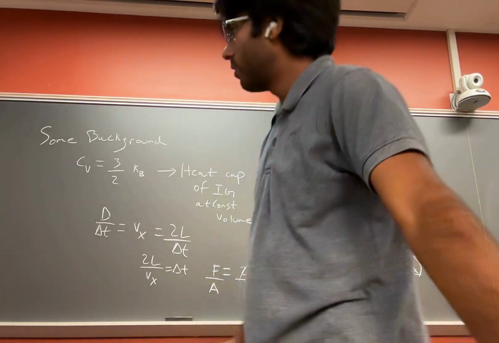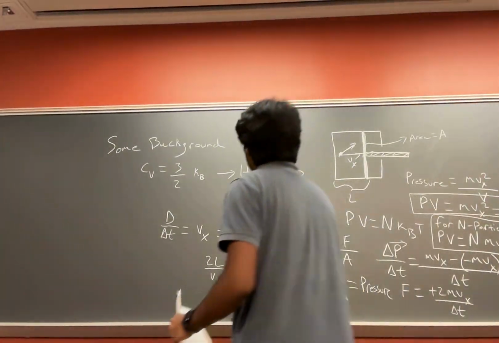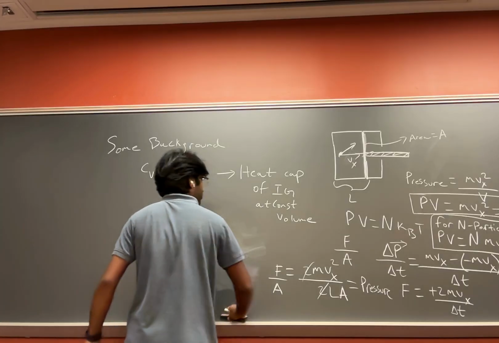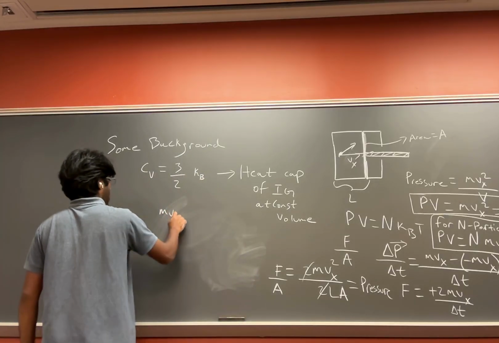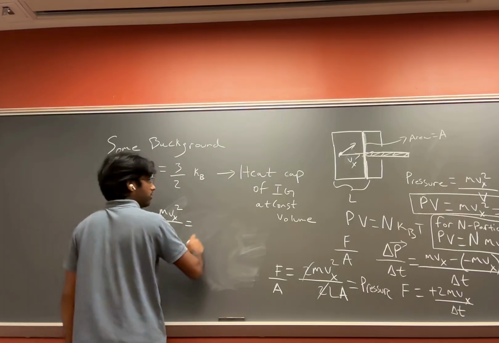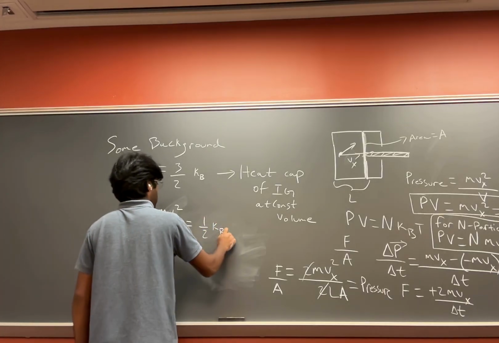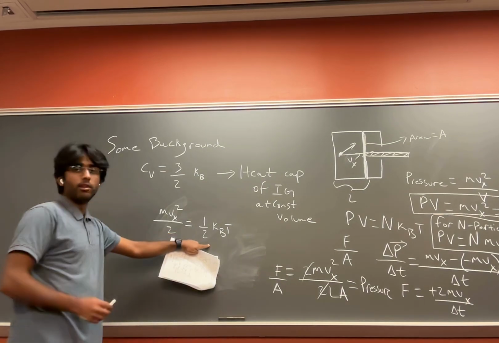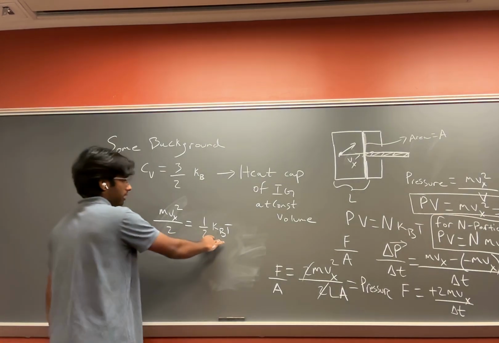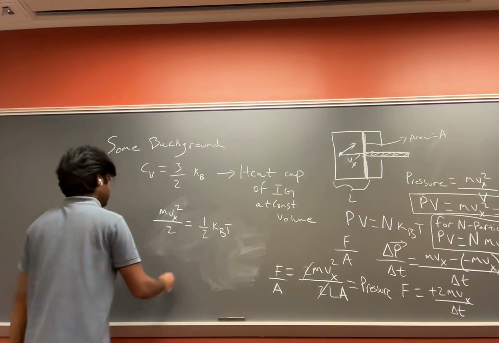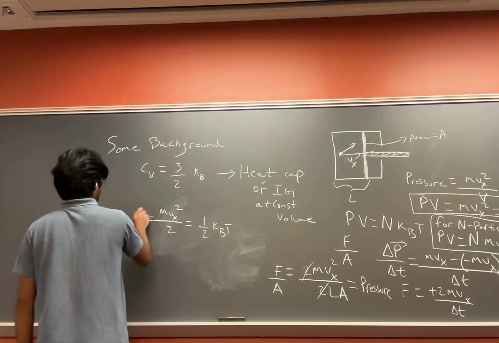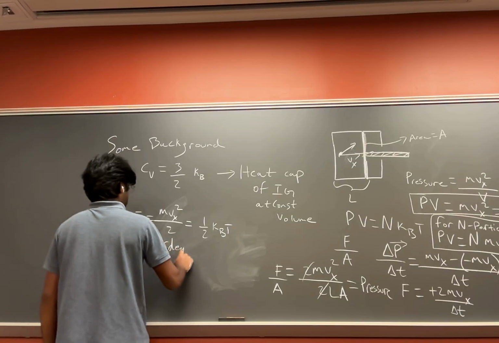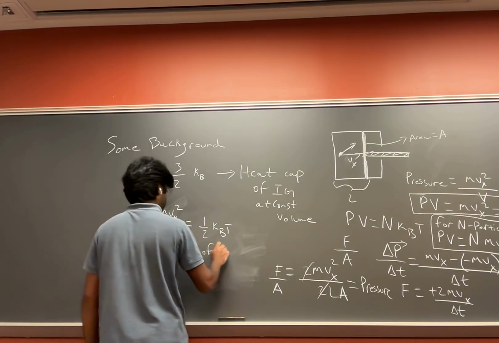So if I go back here, I can say that it's 1/2 kBT. And we see that per degree of freedom, we have kBT over 2 amount of energy. This is per degree of freedom.